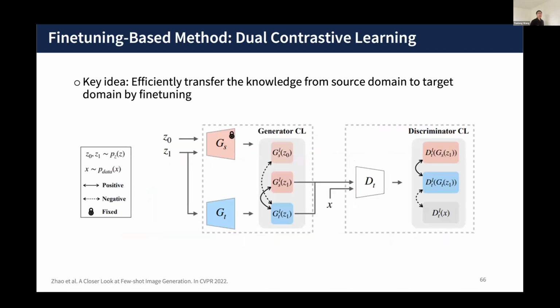The key idea of fine-tuning-based methods is to efficiently transfer the knowledge from the source domain to the target domain. DCL, or Dual Contrastive Learning, implements this idea by applying contrastive learning on both the generator and the discriminator. For the generator, it aims to maximize the mutual information between generated images in the source and target domains originating from the same noise input. For the discriminator, it pushes away the generated target images and the real target images to prevent collapsing to the few-shot target set and enable the model to generate diverse samples. With these strategies, the fine-tuned generator can inherit the knowledge from the source domain to generate diverse samples on the target domain.